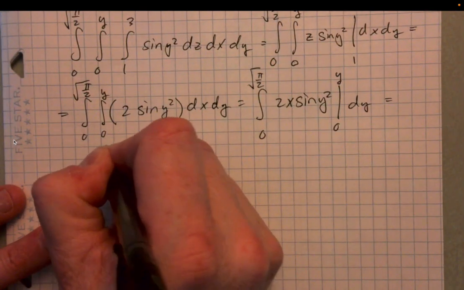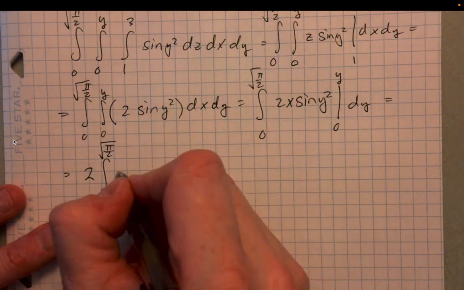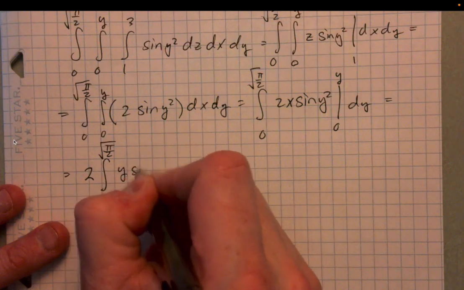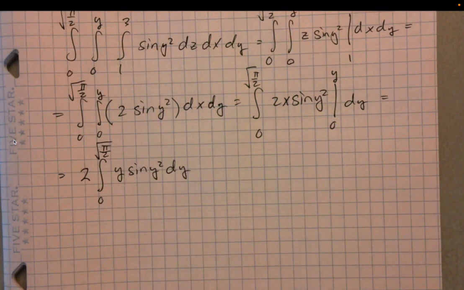So the integral is, and we can write it like this. We can pull the 2 out, and this will just be y sine of y squared dy. Now, previously, on the onset of this problem, we said, oh no, sine of y squared, we don't know how to deal with that. But we do know how to deal with y sine of y squared, don't we? We just use a basic u substitution here.